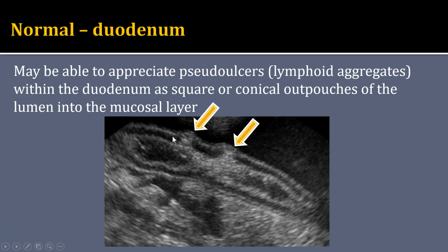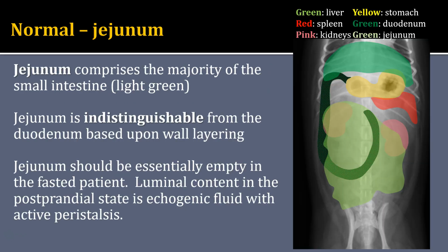Here's our mucosa. They will look like these little square or maybe sometimes conical outpouchings that actually look like they are traversing the mucosa. You can see two in this patient, and these are normal. We don't worry about them, and we don't want to confuse them for, say, a pathologic ulcer. You will see them more frequently and see more of them in younger dogs.